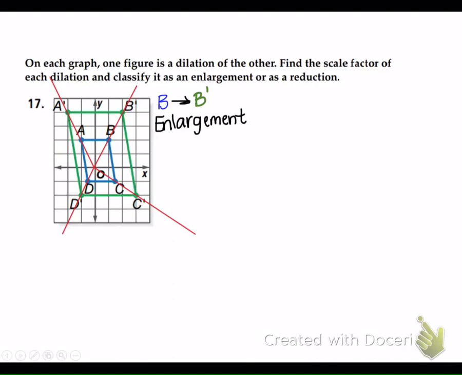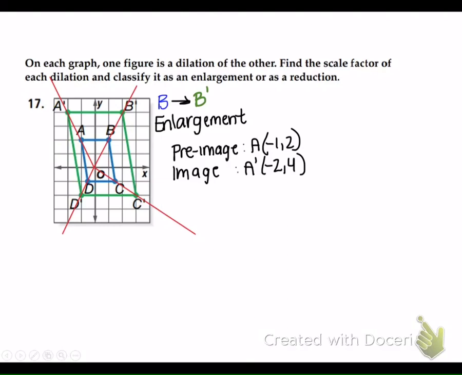What is my pre-image point for A? Pre-image for A is -1, 2. What about my image for A prime? -2, 4. Do we have to do the lines? Yes, it's going to be important for us in a little bit. You're going to want to see why. That's going to come up next.